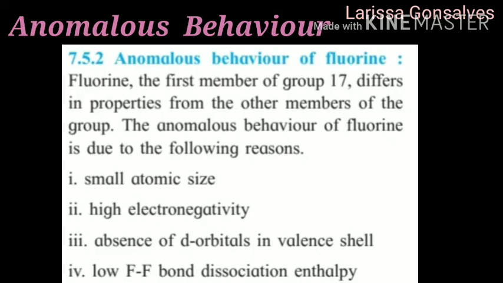Next, we move on to study the anomalous behavior of fluorine. Fluorine is the first member of group 17, that is the halogen group, and it differs in properties from the other members of the group in the following ways. First, it has a very small atomic size, high electronegativity, absence of d orbitals in the valence shell, and low F-F bond dissociation enthalpy, which means a very small amount of energy is required to break the bond between the two F atoms.